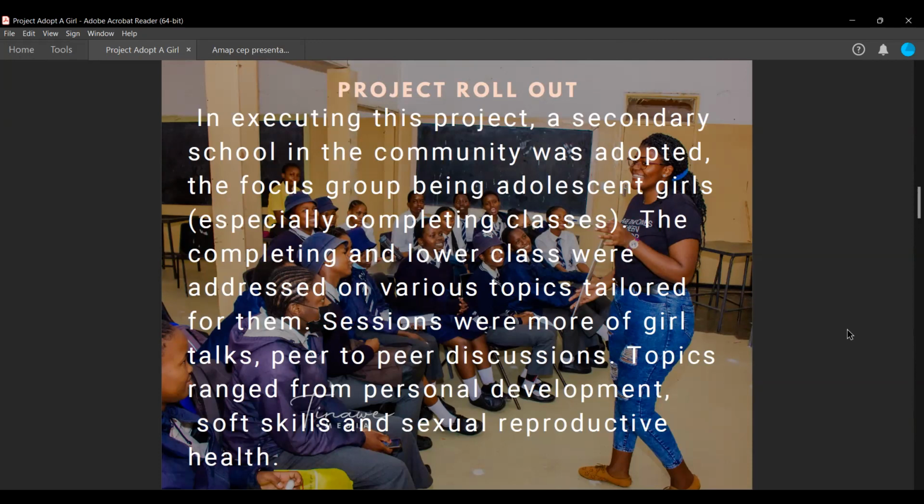For the completing classes, we gave them life skills and information on how, now that they're joining society and will no longer be in school, they are going to pass time, so as to defer them from doing bad stuff or anything illegal. As for the lower classes, we just wanted to prepare them as they are transitioning to a higher level of education. We're just preparing them for the next level. Topics ranged from personal development, soft skills, and sexual reproductive health.